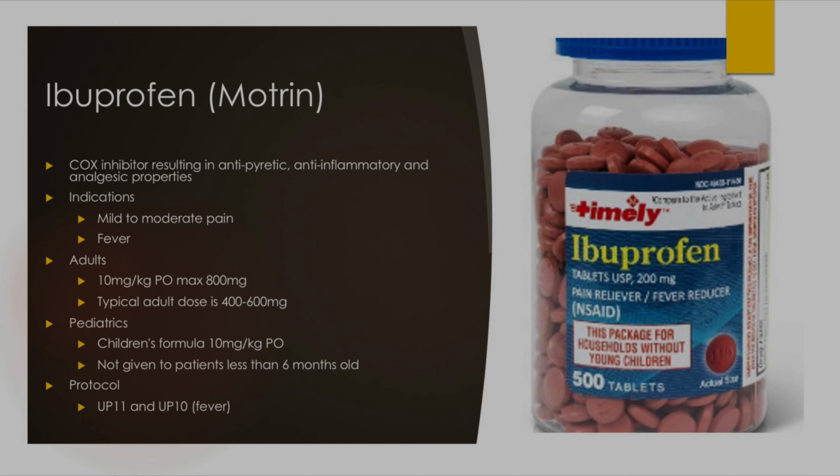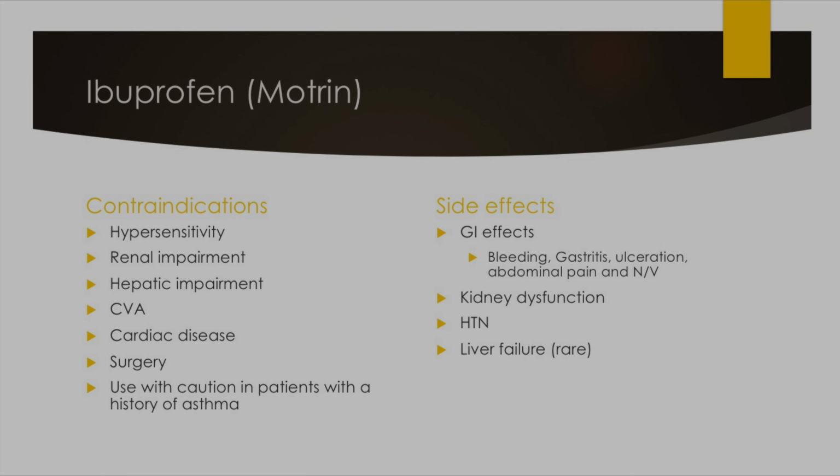Also remember, many patients take ibuprofen routinely for acute and chronic pain issues like arthritis. It was originally developed in the 1960s for rheumatoid arthritis, so it's been around a long time and is very familiar to the public. In our system, it falls under UP11 for pain and UP10 for fever. Even though ibuprofen is common, it's not risk-free.